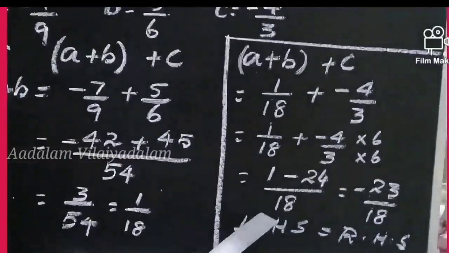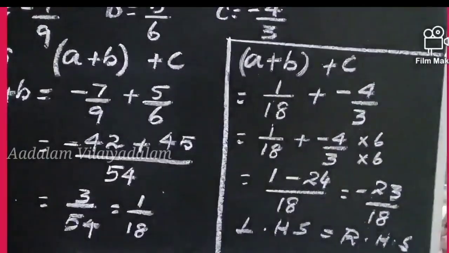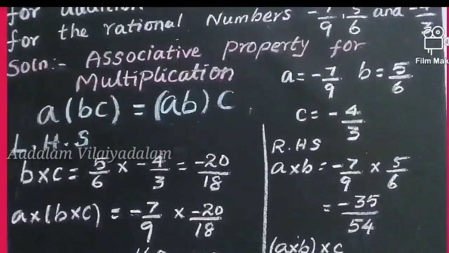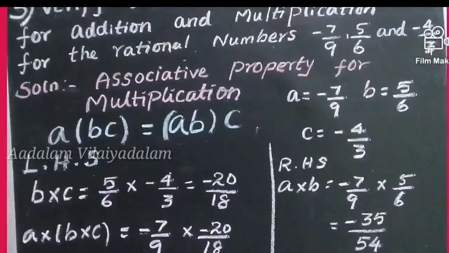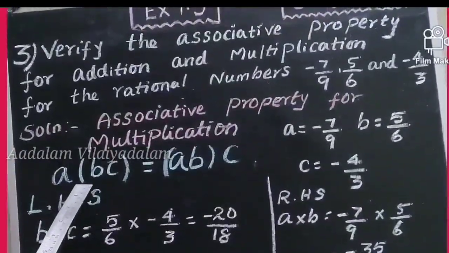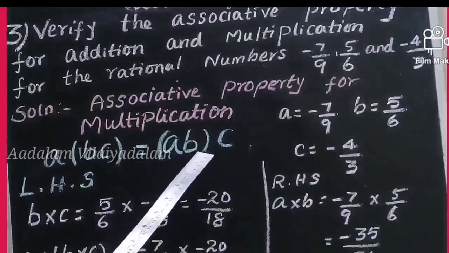So the LHS and RHS values are equal. Therefore, associate property for addition is verified. Next, we have to find the associate property for multiplication. The formula is A into B into C is equal to A into B into C.